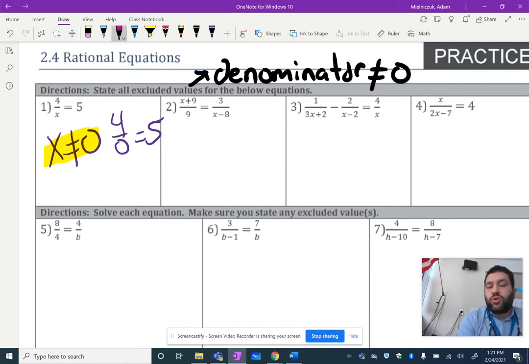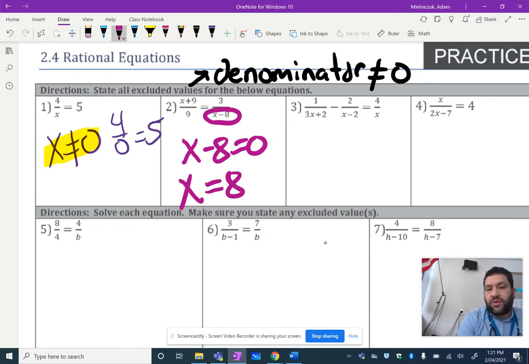For number 2, our focus is on this denominator because this can't equal 0. So when would x minus 8 equal 0? That would be when x is equal to 8. So the excluded value would be x cannot be 8.